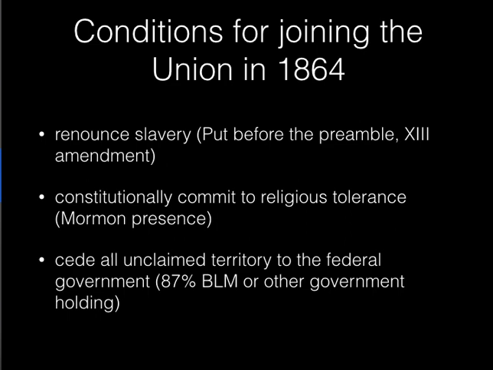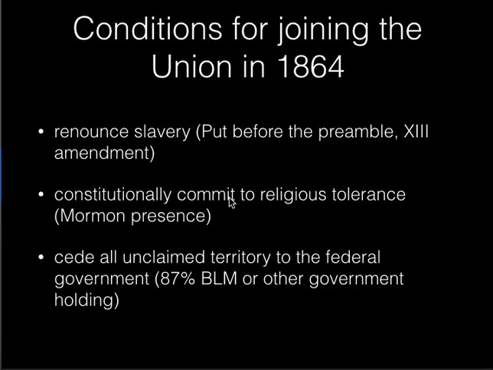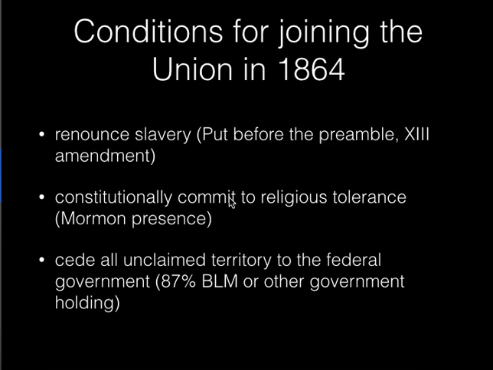In Nevada, about 87% of the land is owned by the Bureau of Land Management, which is a federal bureaucracy, and other government holdings. So we're a very large state. We have lots of land, but a lot of it is federally owned. That's where Yucca Mountain is. That's where Nellis Air Force Base is, the atomic test site.